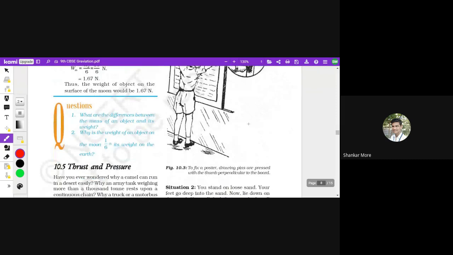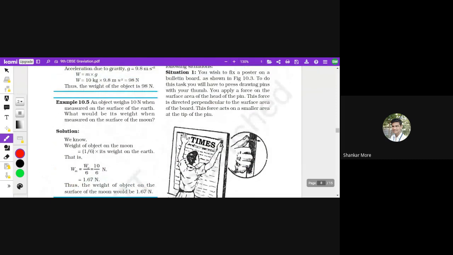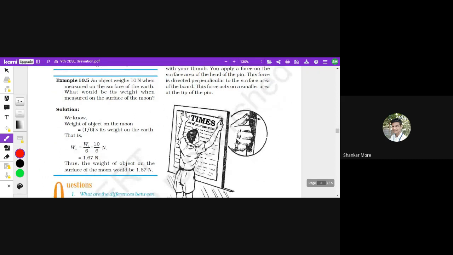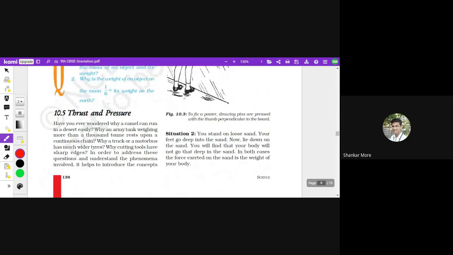So what does that mean? We are actually applying some pressure or some force on the surface area of this pin. All right, so this force acts on a smaller area at the tip of the pin. Matlab, jo bhi force hum apply kar rahe hai on the surface of this pin, it is getting applied on the tip of that pin. So that is why the pin goes in.